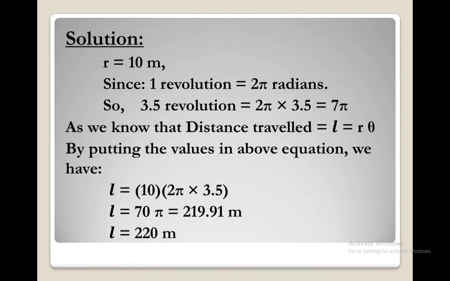Okay, moving towards the solution. We are given r is equal to 10 meter. Since we know one revolution is equal to 2 pi radians, so 3.5 revolutions, multiplying both, 2 pi into 3.5 is equal to 7 pi. We know the rule, L is equal to r theta. Putting the values, we have L is equal to 10 into 2 pi into 3.5 and we get 70 pi. The value of pi mostly we use 3.14. Multiplying on calculator, our result becomes 219.91 meter. So we can write it like 220 meter. Hope you all understand.